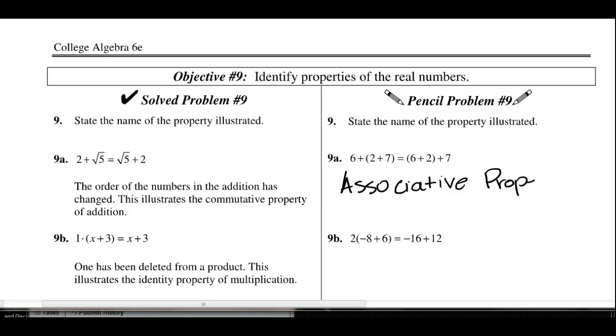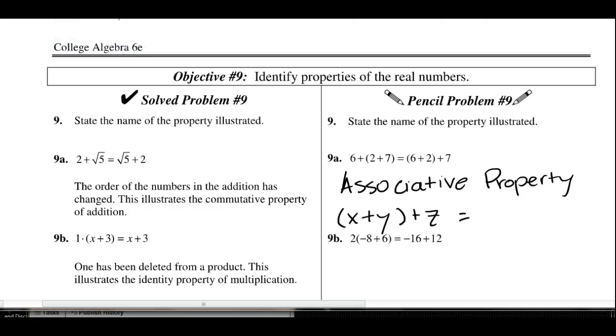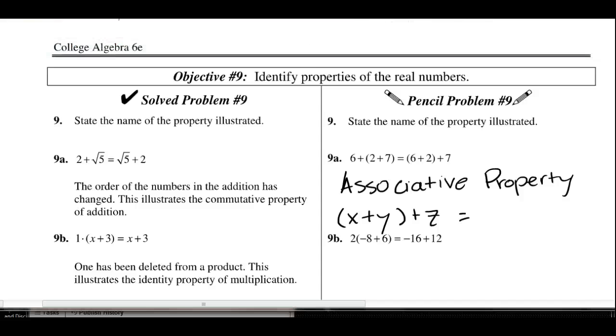Of addition. If you would want to write it more generally, you could say something like x plus y plus z always equals... I don't want that grouping symbol there. Let me erase that. So I wanted to write down it's really equal to x, and then group y and z.